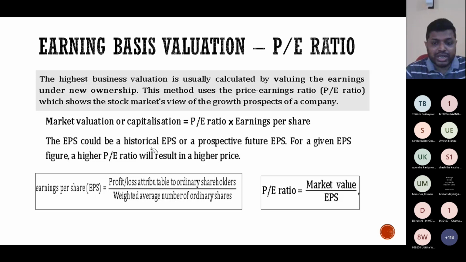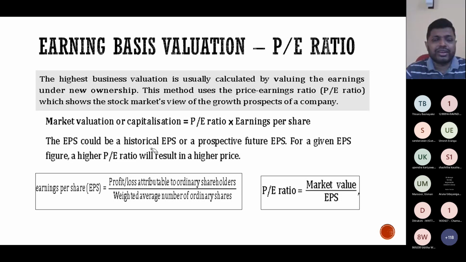If you know the earning per share and the market price, then market value divided by earning per share gives the PE ratio. Then PE ratio times earning per share, you can easily calculate the market value per share. That is one good method to do the valuation. What is the PE ratio? Price earning ratio. Price earning ratio times earning per share, then you will receive the market price.